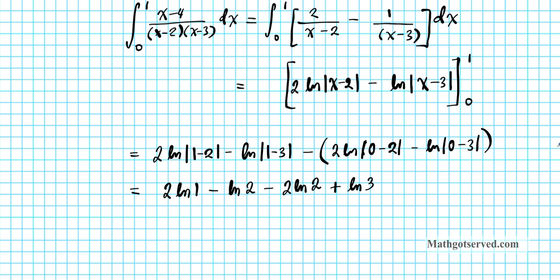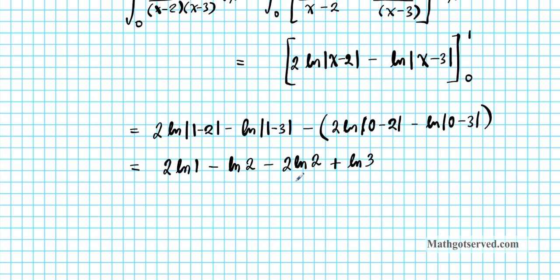We're just going to use the properties of logarithms to simplify this expression. We know that the natural logarithm of 1 is 0, so 0 times 2 is just 0. These two are like terms with identical arguments, so we can write this as minus 3 times the natural logarithm of 2 plus the natural logarithm of 3. Let's see what we can do here. We can use the power property of logarithms to express this as the natural logarithm of 2 to the negative 3 plus the natural logarithm of 3.